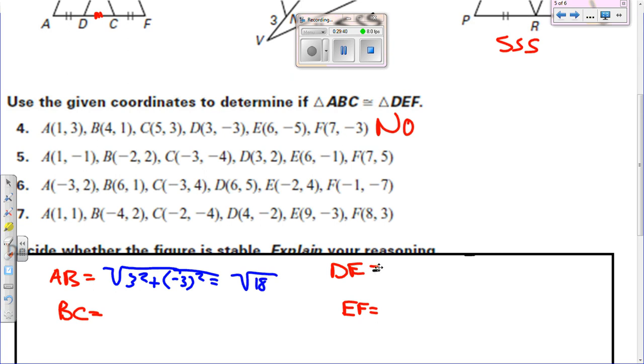Then for DE, negative 1 minus 2, so negative 3 squared. Then 6 minus 3 should give you 3 squared. So that's the square root of 18.